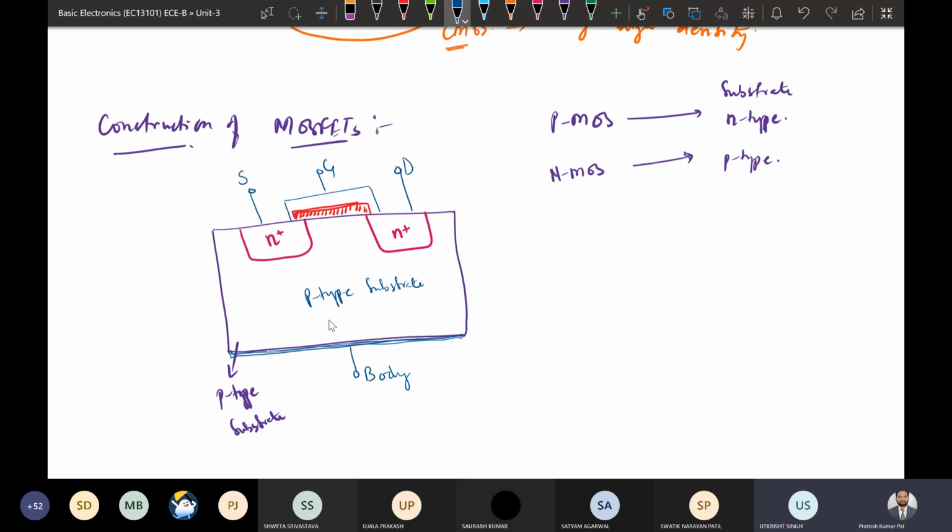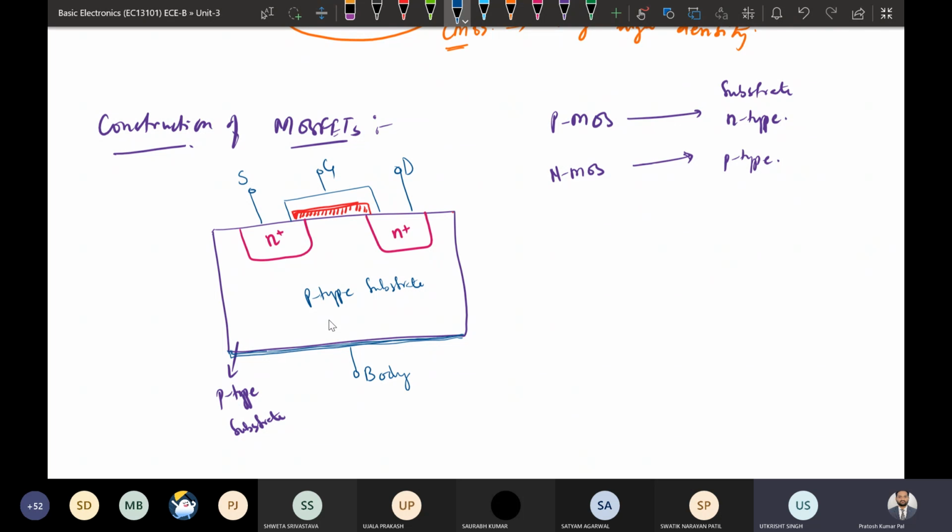But in case of enhancement type, we will not be performing any type of doping here, so that whatever P type is there, the same substrate will be looking like here. But as we are going to apply the gate to source voltage, with respect to that, there will be accumulation of charges taking place. If we are going to apply the positive gate voltage, electrons will be depositing here. So as electrons deposit, it will be forming the channel.